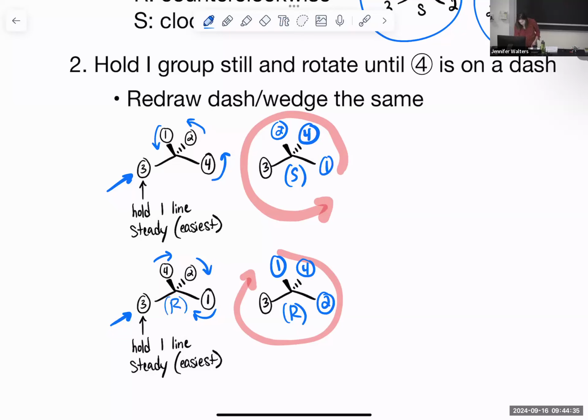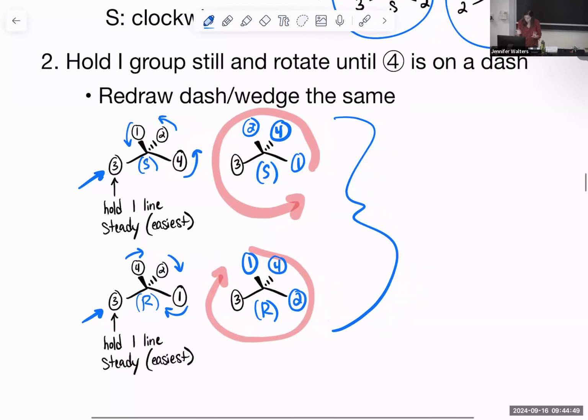Starting out, it was R. Starting out, the top one was S. All I did was rotate it. I didn't change the stereochemistry of that atom. I just rotated the molecule. Go whichever direction gets you to the lowest priority on the dash faster.